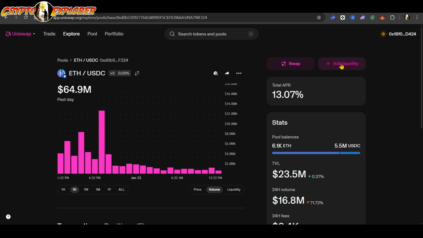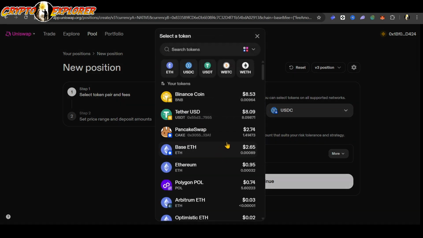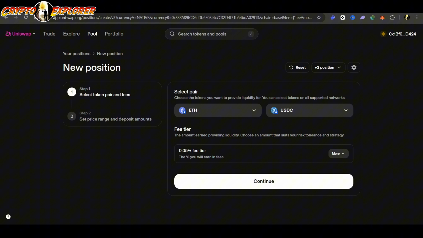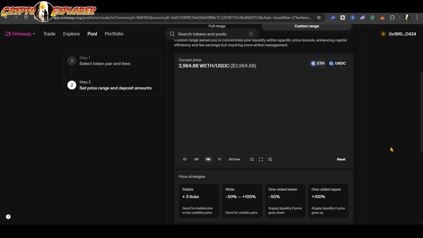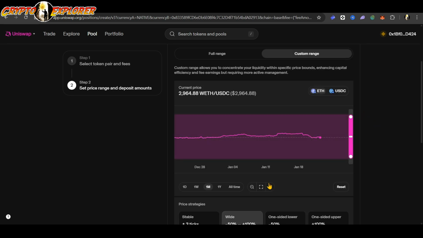So for that reason, I'm going to click here, add liquidity. I could change the pair here. I'm not going to do that. I'm just showing you the possibilities. The fee tier is the one I want. I'm going to click continue. I'm going to go with a wider range, something like this, wide. So let me zoom out.